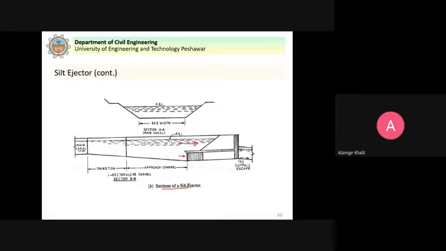So you can see that after we provide this silt ejector, the same silted water can move through this escape channel and again join the river downstream of the diversion headworks. So this arrangement is better as compared to a silt excluder, but it is more expensive. Clear? Because you have to provide this arrangement, it is more expensive. But remember, the silt ejector is more efficient as compared to the silt excluder.